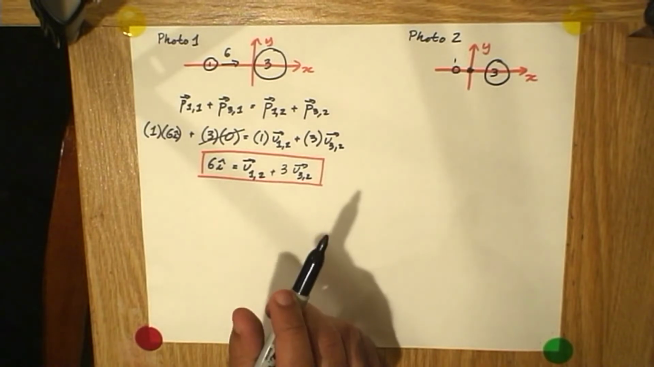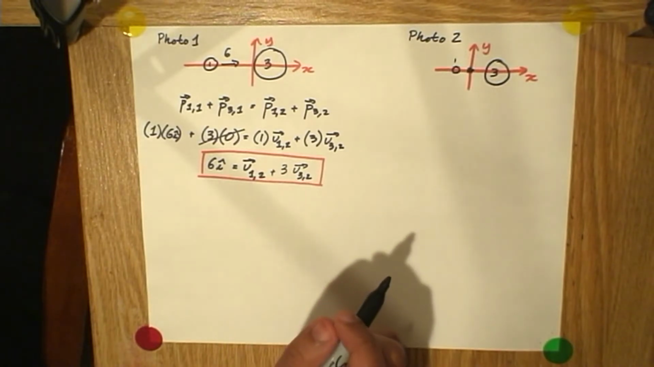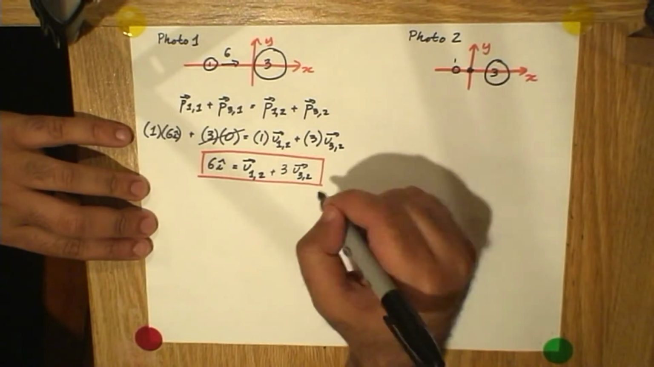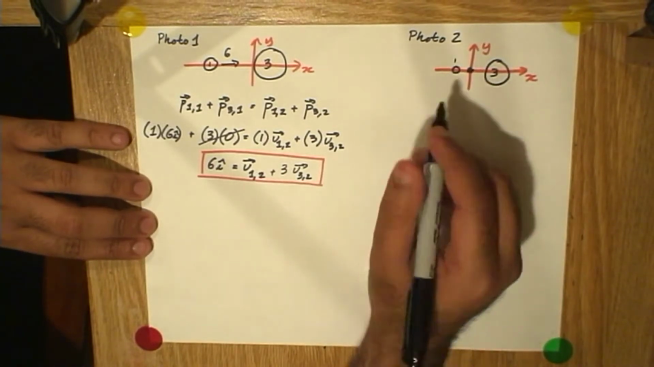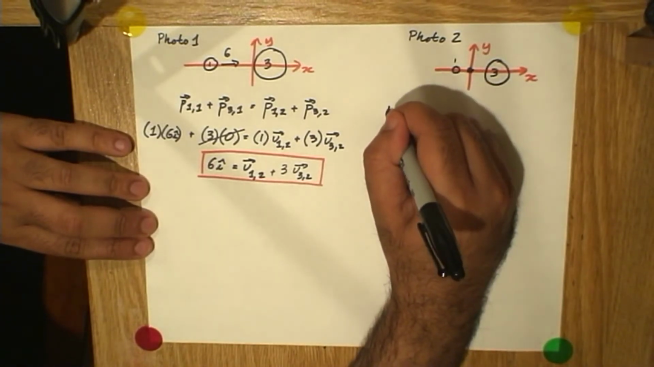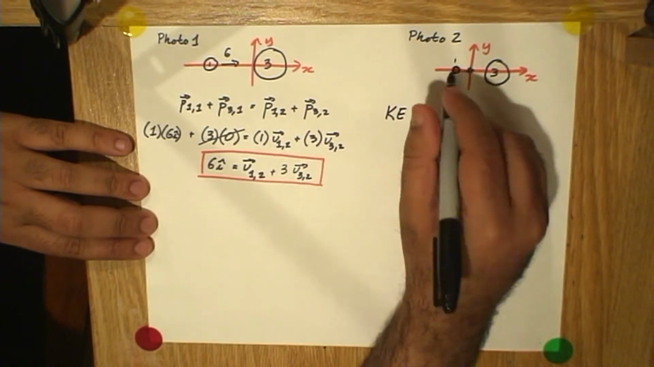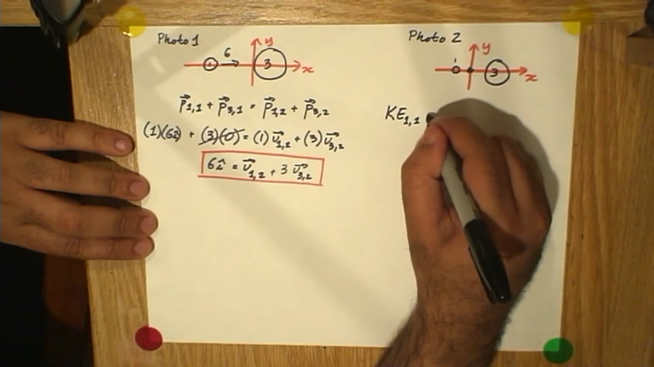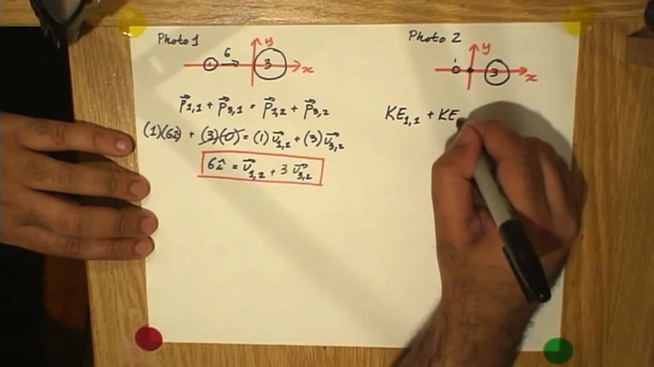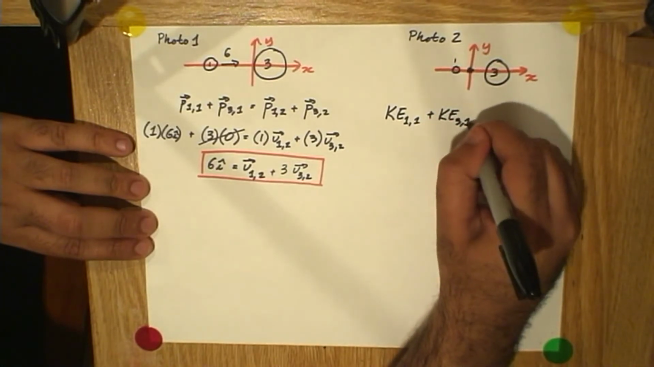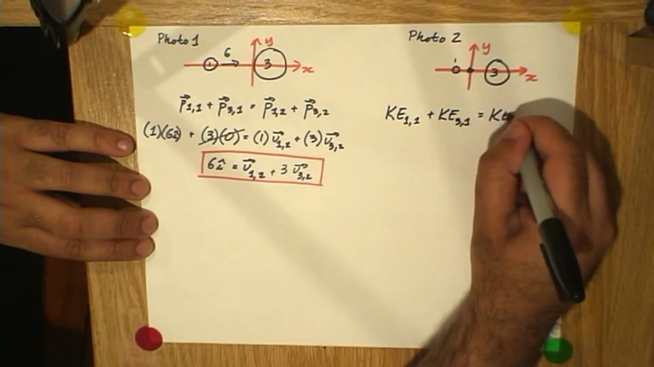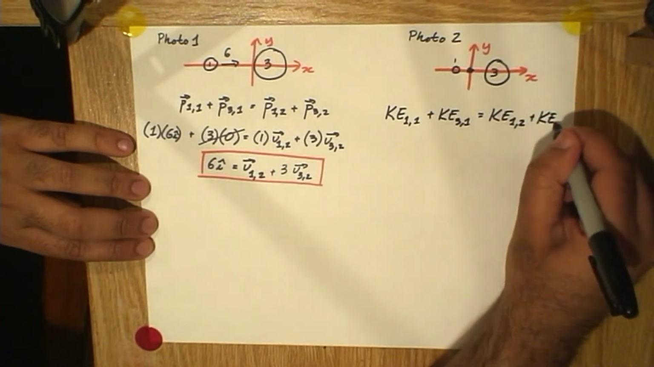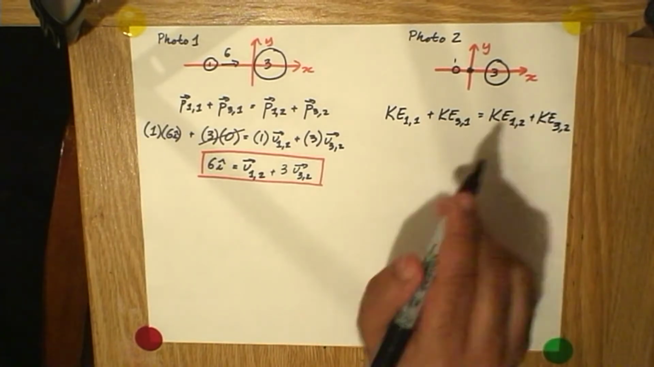That means that we now need to turn to conservation of energy in order to figure out what the velocities would be. So let's take a look at conservation of energy. The kinetic energy of ball 1 in photo 1 plus the kinetic energy of ball 3 in photo 1 is equal to the kinetic energy of ball 1 in photo 2 plus the kinetic energy of ball 3 in photo 2.